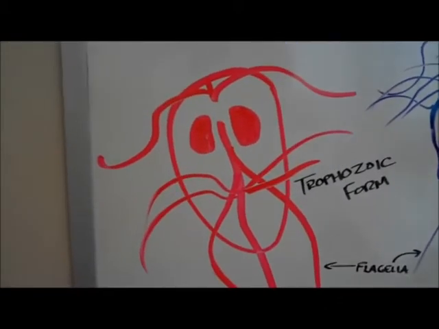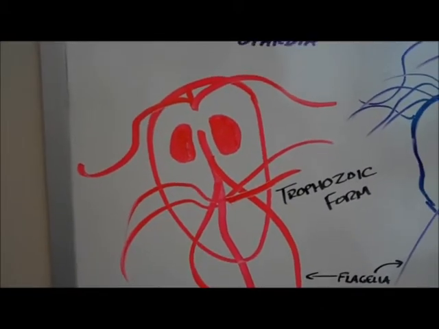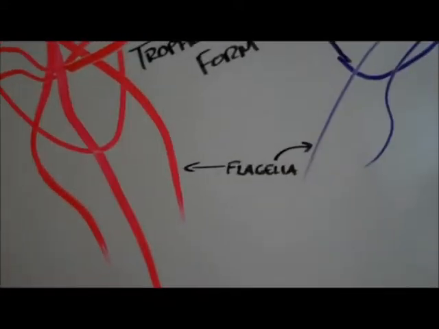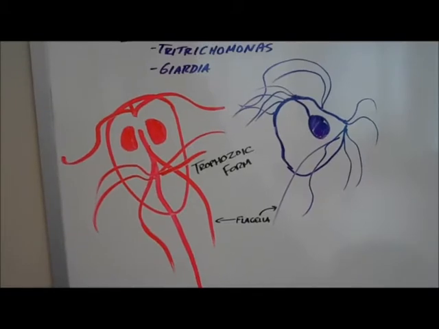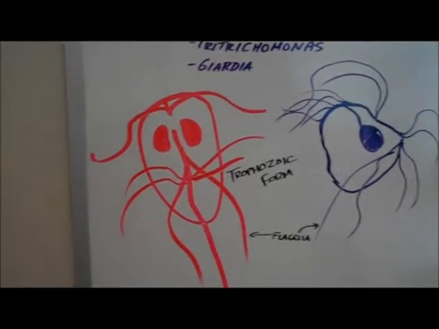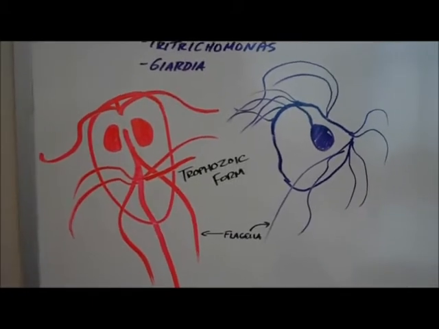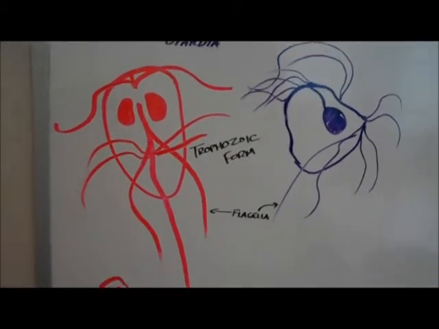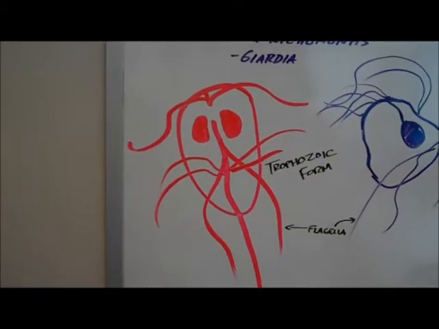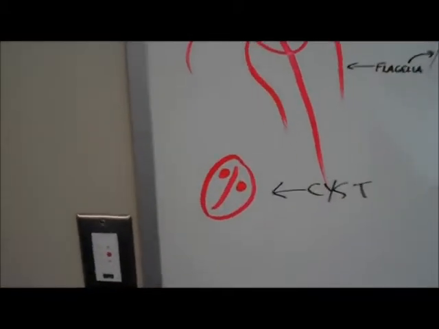We have the trophozoite form, which floats around with the little flagella. I labeled the flagellate. The Tritrichomonas unzip themselves. The trophozoite form moves around, and it's also known as the falling leaf. The Giardia actually has the cyst form. That's what the cyst looks like.